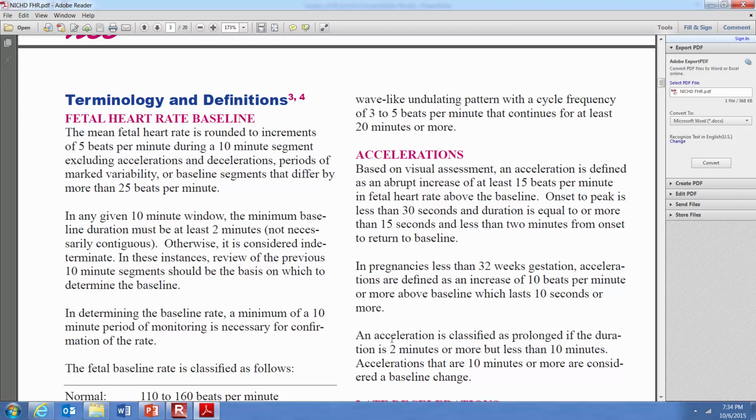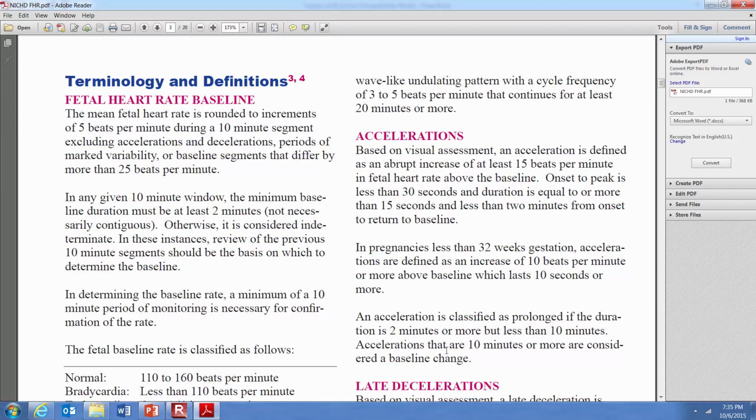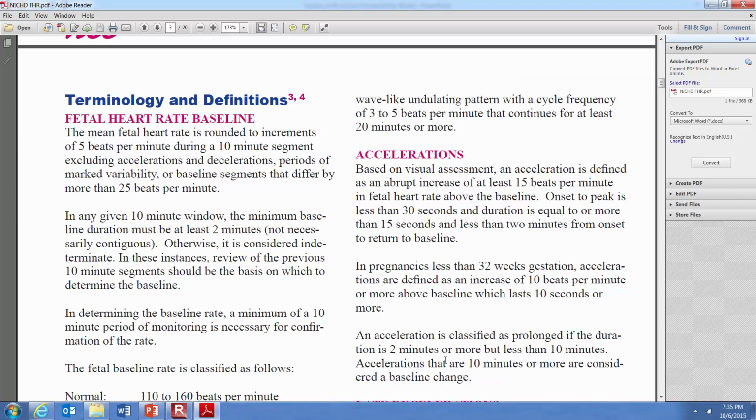Okay? Now, remember when I said, when we were looking at the fetal heart rate baseline, 2 minutes to 10 minutes, okay? So if we have an acceleration that's lasting longer than 2 minutes, we have what we call a prolonged acceleration, okay? So that's okay. We can have a prolonged acceleration.